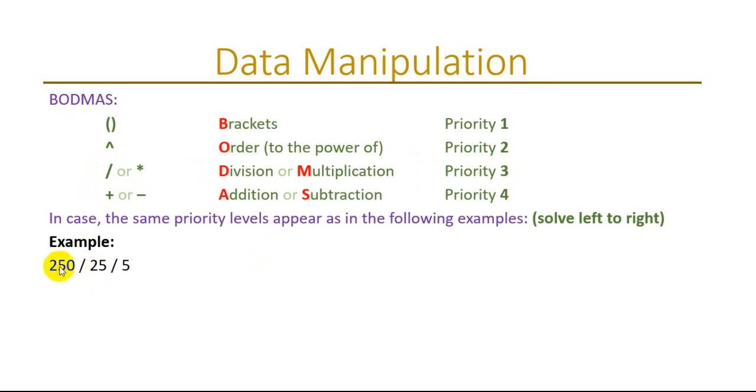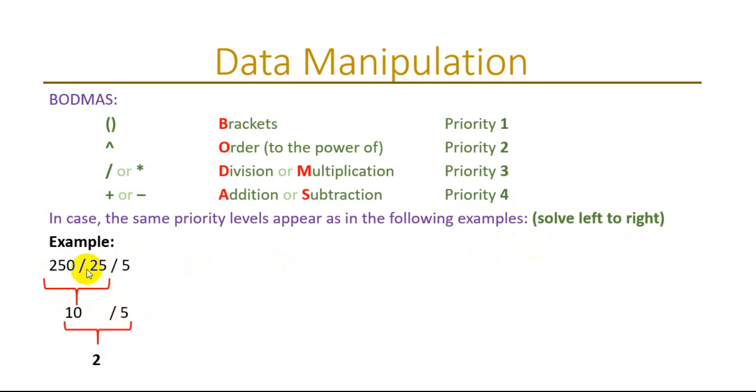In case you have the same priority levels in an expression, you always solve the equation left to right. So in this case, left to right means first you have to do the 250 divided by 25, and then you do the result of that divided by 5. So the answer will be 2.